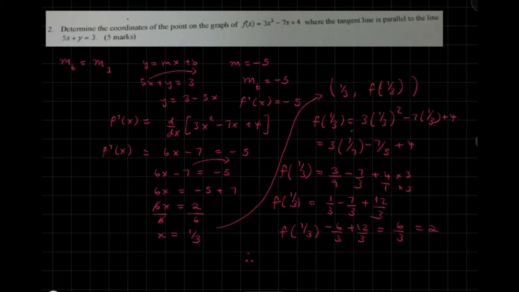So therefore, the point where the tangent is parallel to f of x plus y is equal to 3 is the point 1/3 and 2. Okay, so this is the point where the tangent is parallel. Okay, let's indicate whether the statements are true or false.